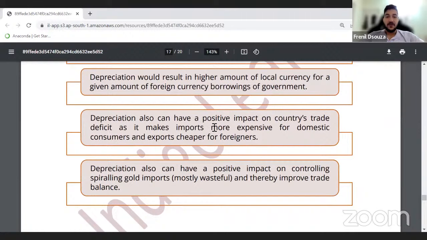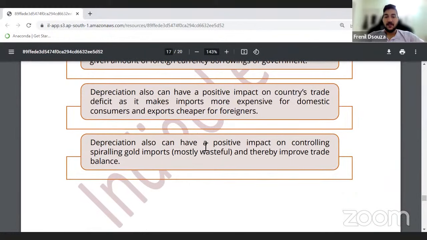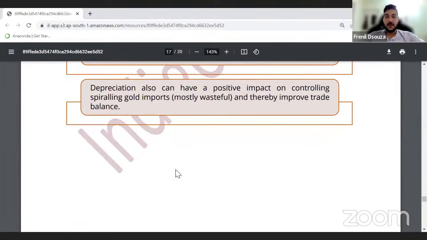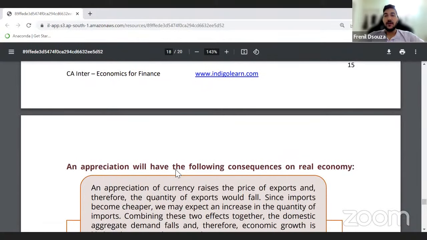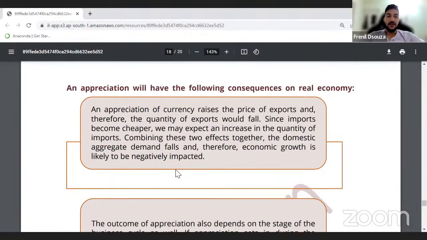Okay. Then depreciation would result in a higher amount of local currency for a given amount of foreign currency. Then depreciation also can have a positive impact on the country's trade deficit as it makes imports more expensive for domestic consumers, right? So if you don't import, the foreign currency will not go out, right? So the demand for foreign currency will come down. So that is the argument here. Depreciation can also have a positive impact on controlling spiraling gold imports, mostly wasteful, and thereby improve the trade balance. Okay, because you don't need to have material goods to make profit now, right? You can do it by just any exports for that matter.